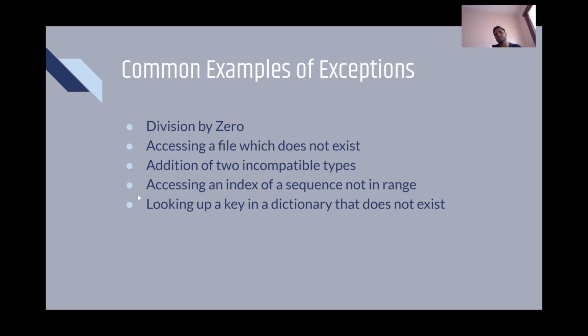And maybe finally, we could be looking up a key in a dictionary that does not exist, and it'll throw back a key error, which is another exception in Python. So these are some of the common reasons why Python could be throwing back an exception, but there could be many more. These are just the common ones. There are a lot more. These are a couple of examples of why Python could be throwing back an exception for your code.